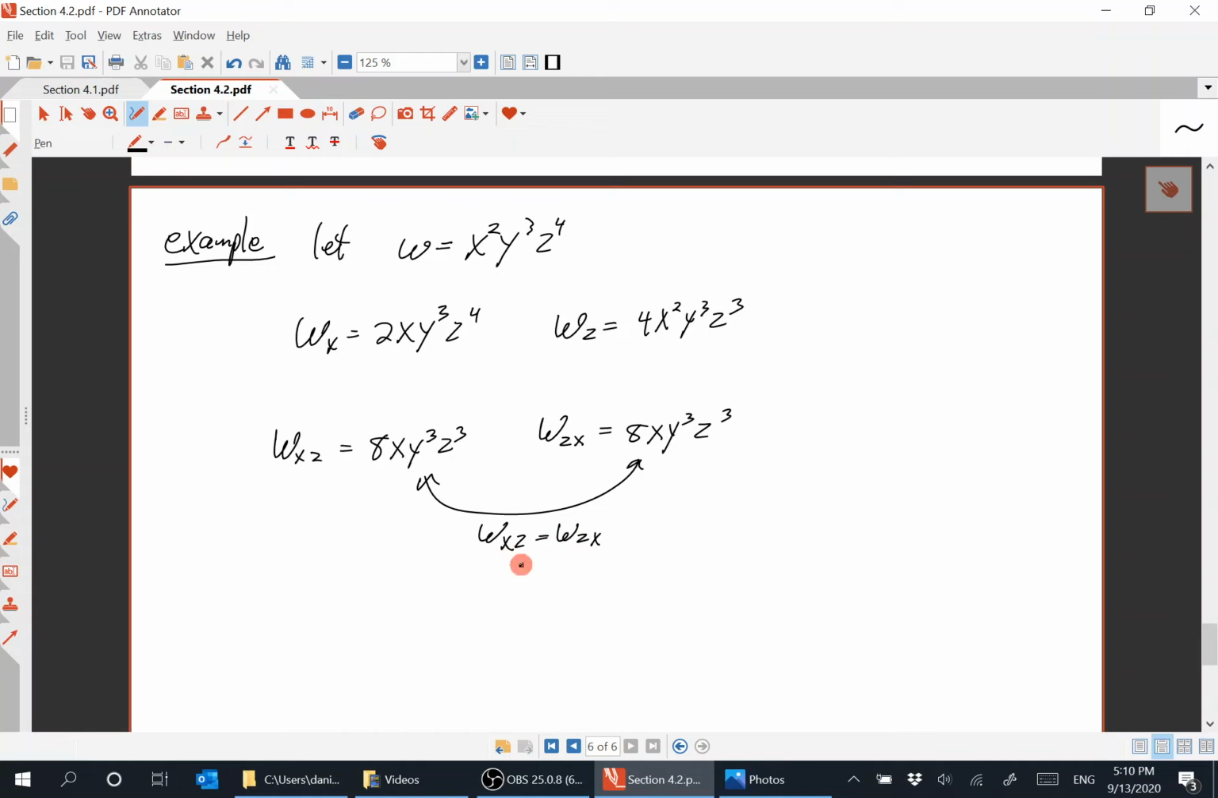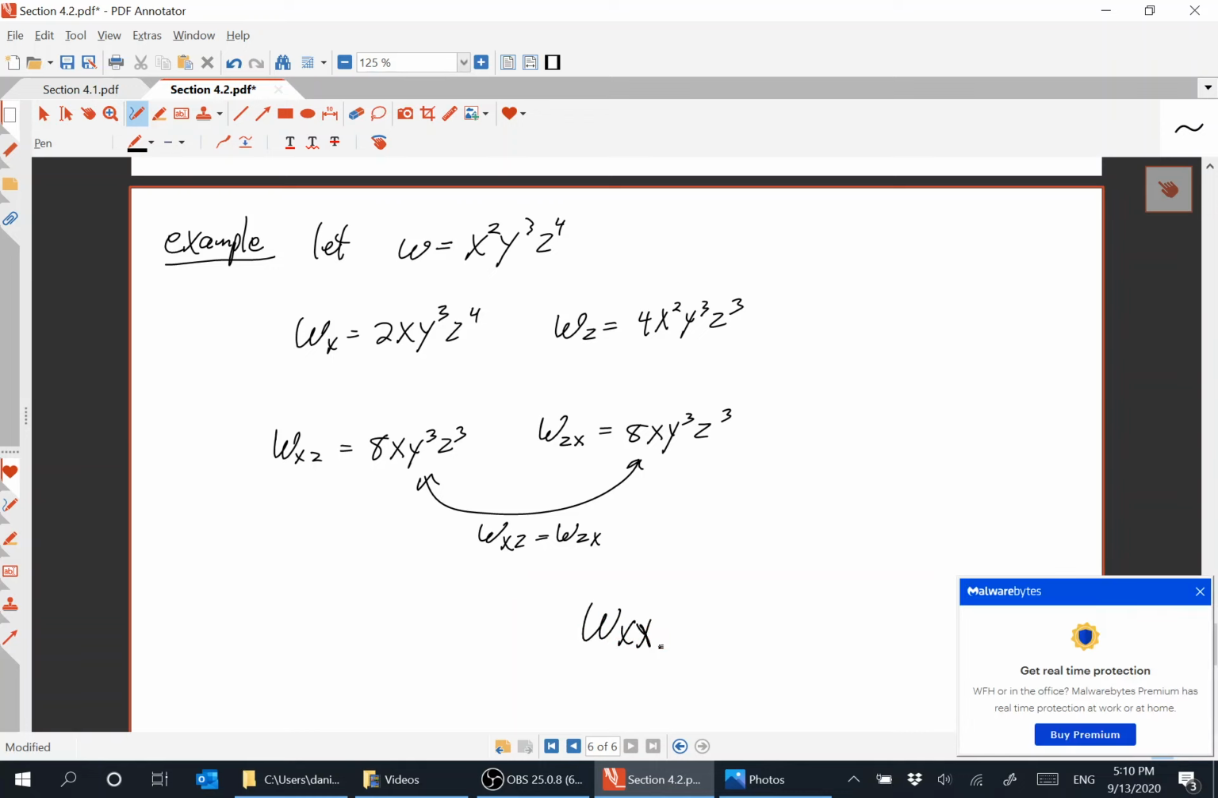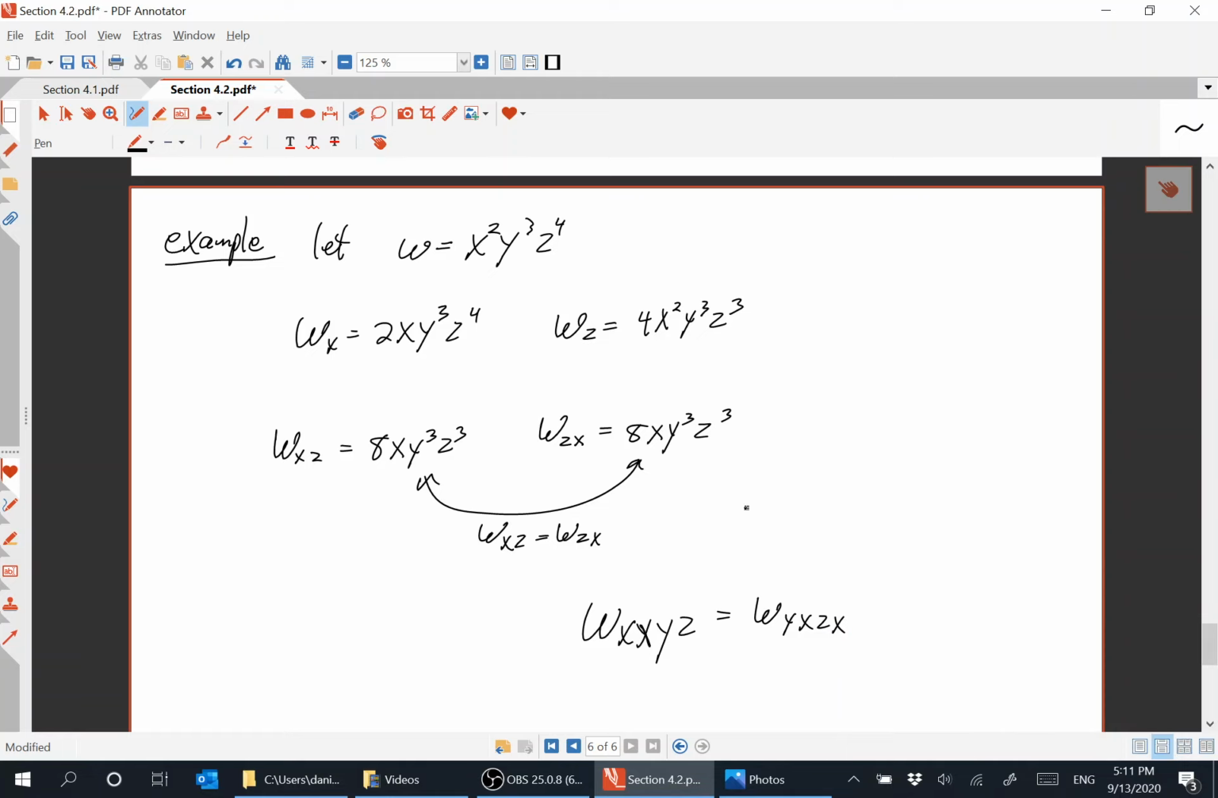Or like, w_xxyz or something like that is going to be equal to w_yxzx. Whatever order it happens in, you get the same result. Okay? So that's all for our lecture on section 4.3.